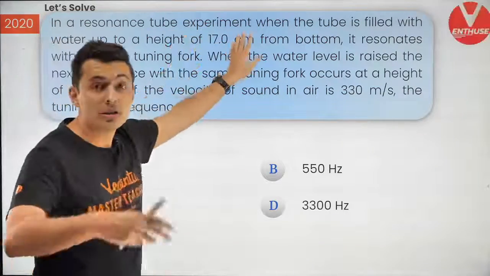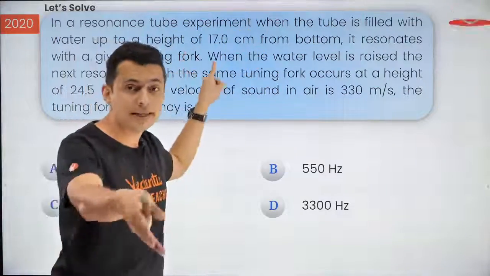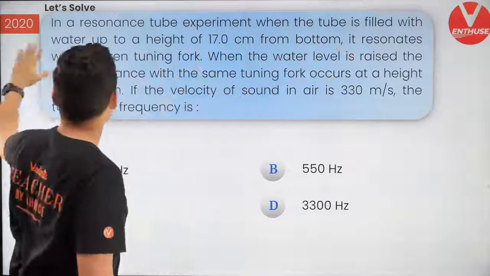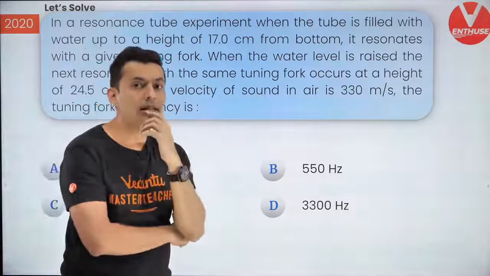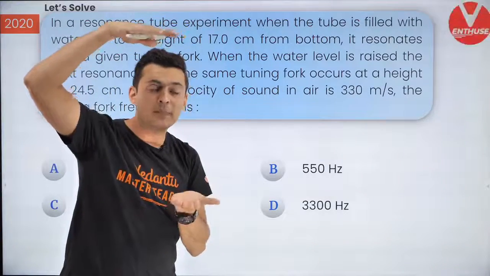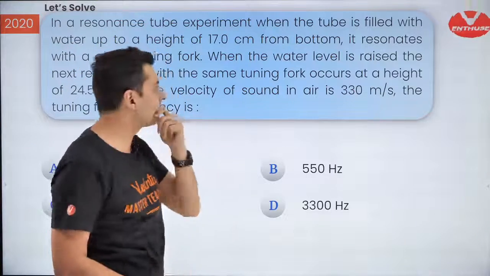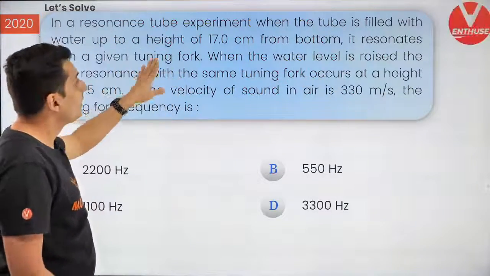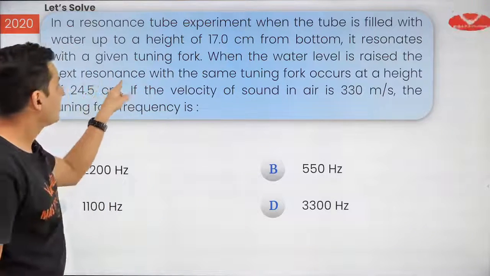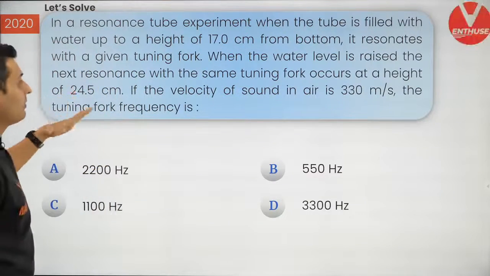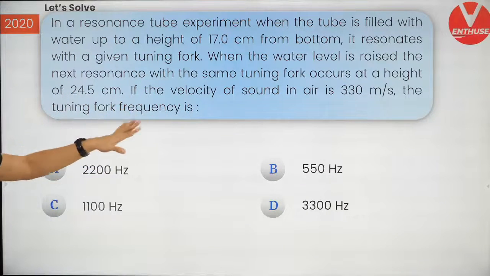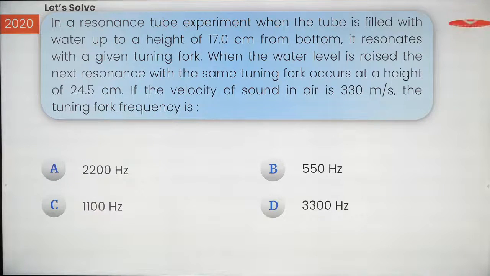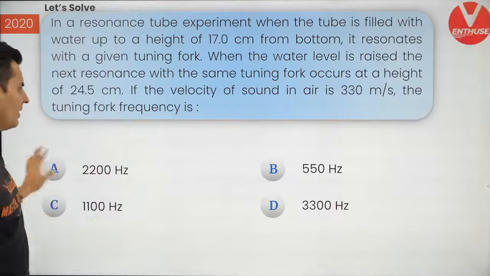In a resonance tube, this was again asked in 2020. Yes, very recent. When the tube is completely filled with water till a height of 17 centimeters from the bottom. Very interesting. They have not given the space of air, they have given the space of water. Very tricky. It resonates with a fork. When the water level increases, then the same fork resonates when the height of water is 24.5 centimeters. What is the frequency of the tuning fork if the speed of sound is 330? Very, very interesting question. Options are given. Don't worry about the options.